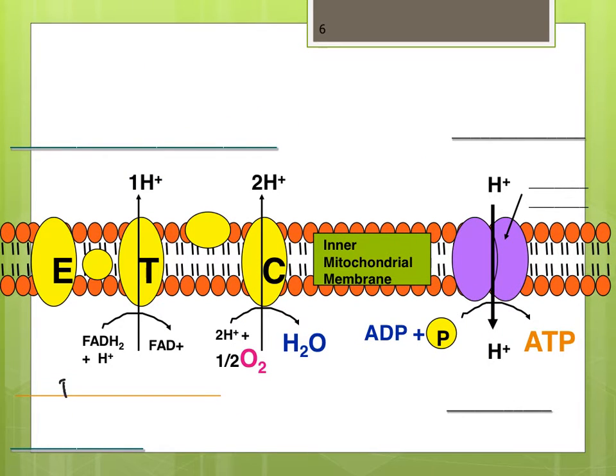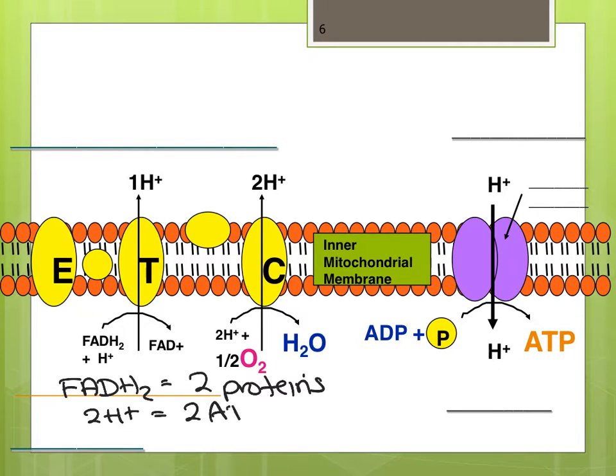Your FADH2, here it is, going through, only goes through 2 proteins. If it goes through 2 proteins, it's going to move 2 hydrogen ions, which means it makes only 2 ATP. So it has less potential energy than your NADH. But either way, it's going to pump those hydrogen ions up into the inner membrane space. They're going to wait and fall back through because of that simple diffusion, and you're going to make ATP.